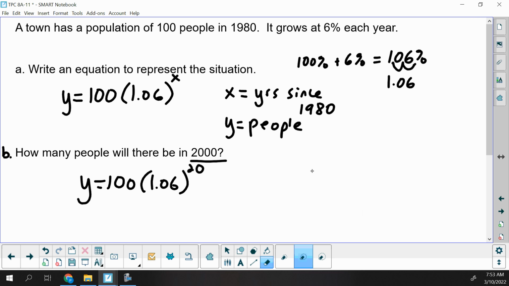When we sub that in, we should get 320.71 and change. People has to be a whole amount, so to the nearest person, this gives us 321 people.